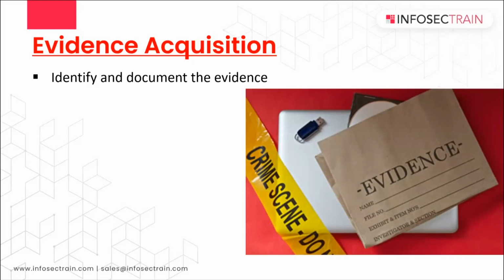Now, let's go and understand the second step, which is nothing but to secure the scene, right? Once the evidence has been identified, the scene should be secured to prevent any further alteration of that particular crime scene. Secure that scene to prevent any further alteration, loss, or contamination of the evidence. This may involve seizing physical devices or disconnecting network cables.